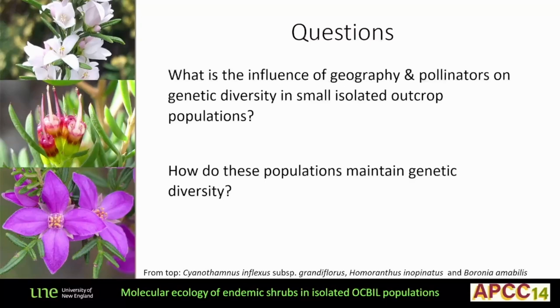Also, these outcrops may be quite small, and therefore they've got very few individuals, so these populations are quite small, and small populations can suffer from inbreeding and also genetic drift, and both of those can deplete your genetic diversity within a population.